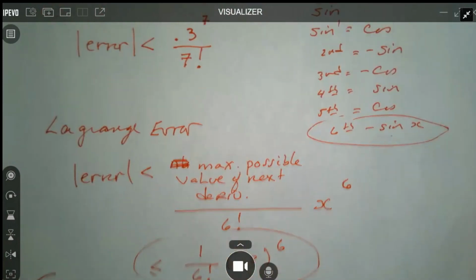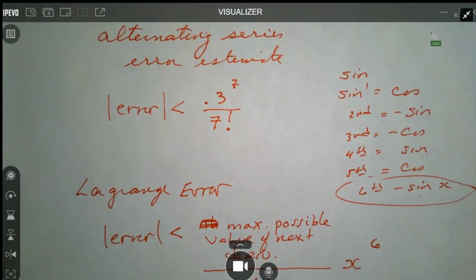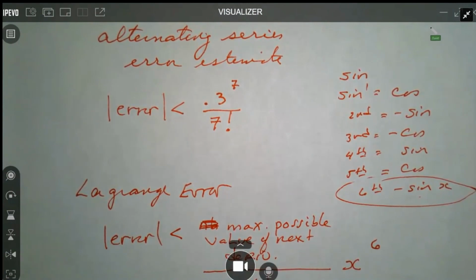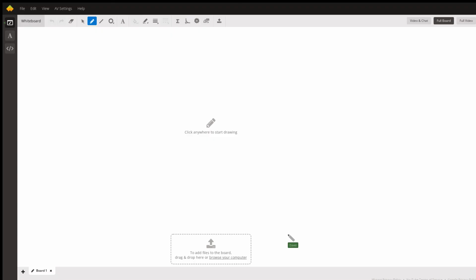I'm just surprised that they didn't go with the alternating series estimate here. And I want to unshare my screen now. Stop sharing so you can see my face again.